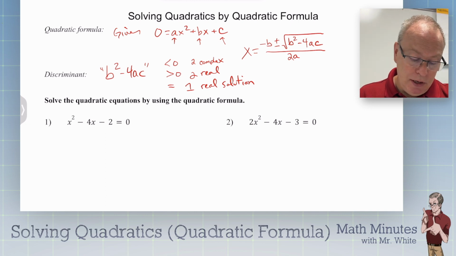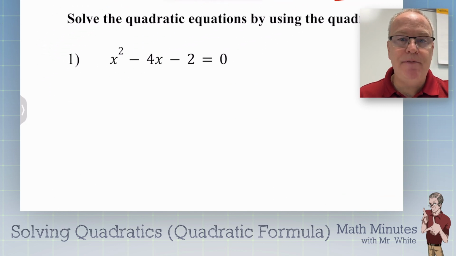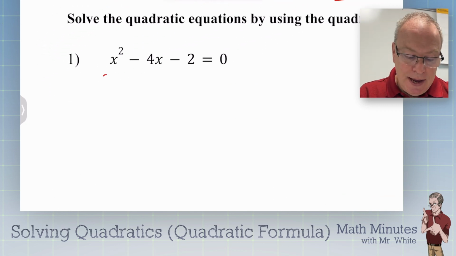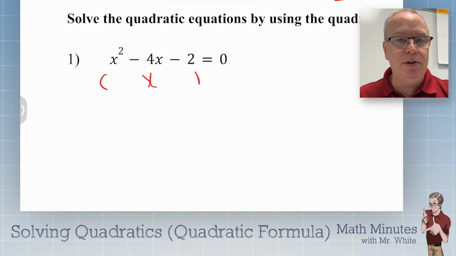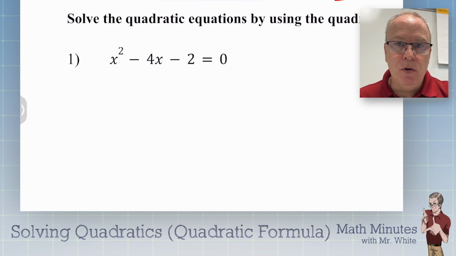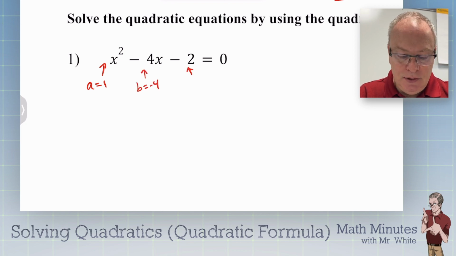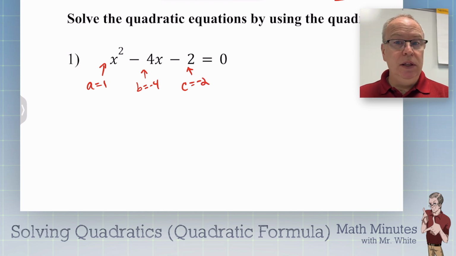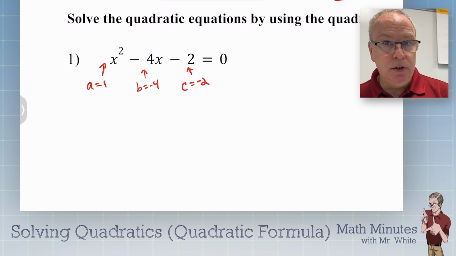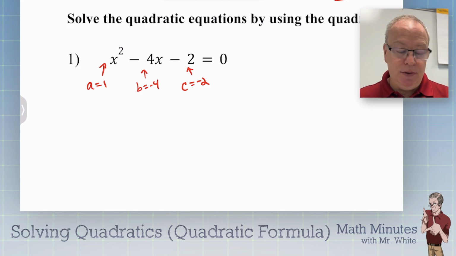Let's solve some of these quadratics. All right, so I'm not going to factor this. In fact, it is not possible. If you were to try to factor that, it can't factor. So we got to go to what's called the quadratic formula. So first thing is we harvest out the a. A is 1. B is negative 4. C is negative 2. And we literally plug and chug to the best of our ability out the answer.